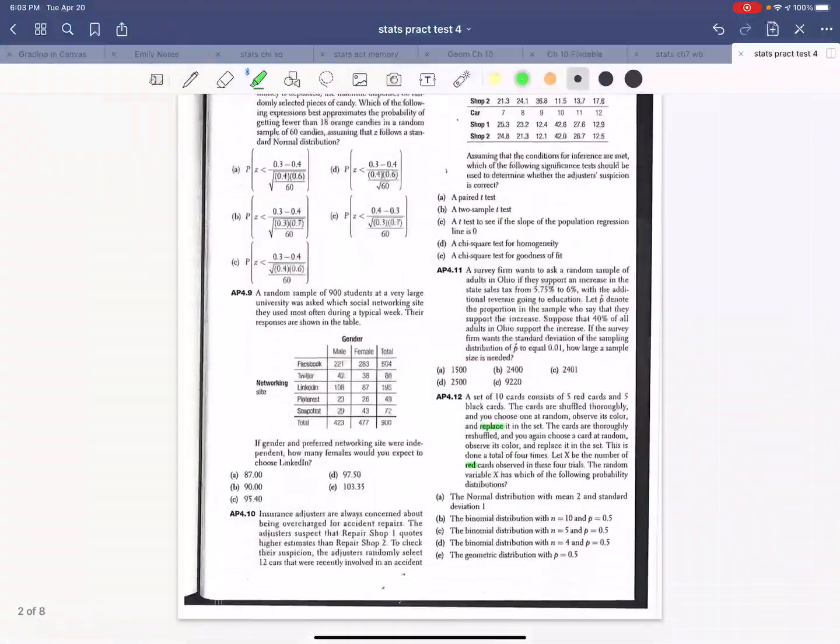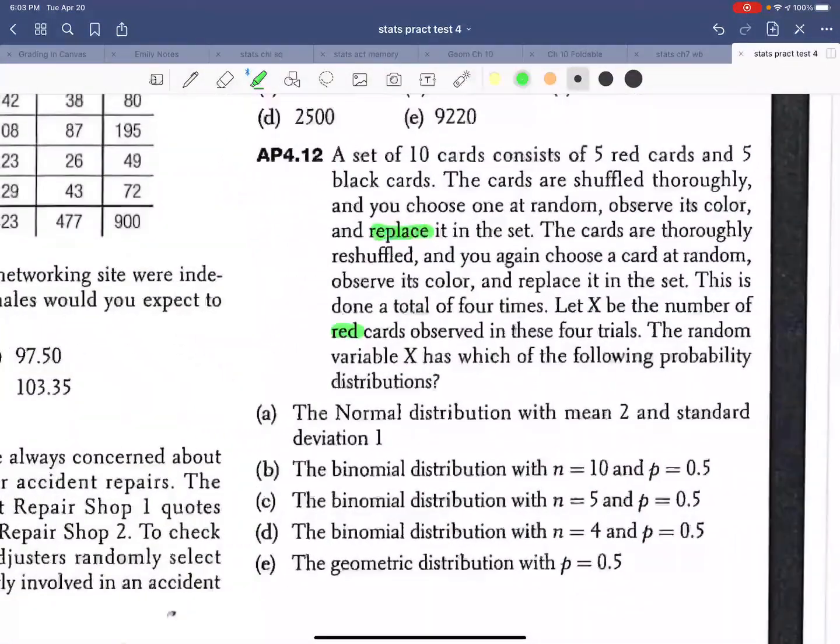All right, next question to do with probability is question 12. So let's dive in. It says a set of 10 cards consists of 5 red and 5 black. The cards are shuffled thoroughly and you choose one at random, observe its color, and then replace it. So this is important. That means our probability stays the same each time. The cards are thoroughly reshuffled. You again choose a card, you observe its color, then you replace it. This is done 4 times.